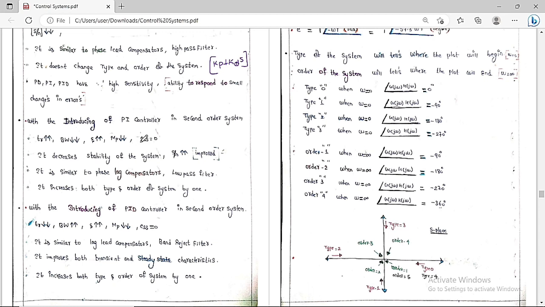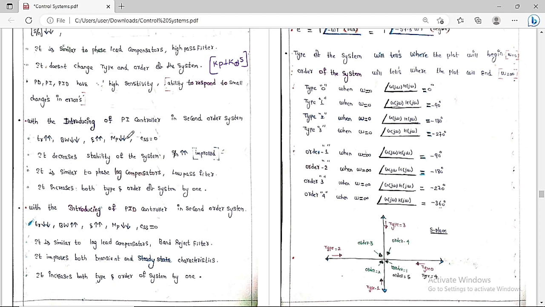But here the steady state error is always equal to 0 in this case. This is a point you always have to keep in your mind. Because it is going to decrease the steady state error, it becomes 0. It decreases the stability of the system.